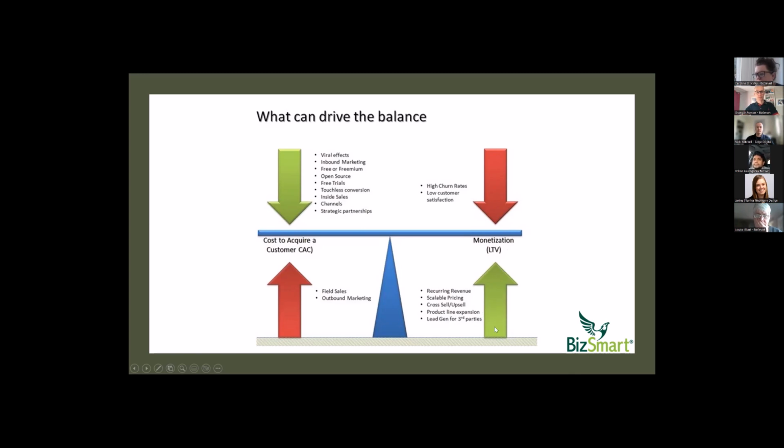And if we're looking at the green arrow moving up here, how can we make sure we're getting that recurring revenue, the scalable pricing, looking for opportunities to upsell? But there's lots of other things that we might think about once we start to get into this, and that's part of the trick, to have a quick look at those drivers and think, okay, what sort of things could we do to impact on improving the lifetime value and reducing the customer acquisition cost?